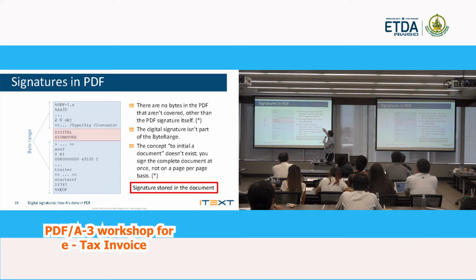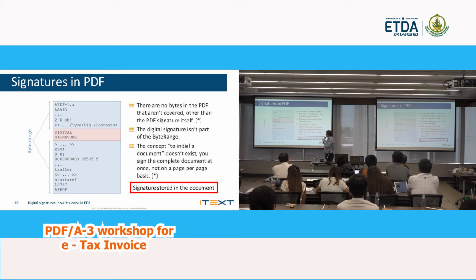Now, the concept to initial a document doesn't exist. You sign the complete document at once, not on a page-per-page basis. This was, for instance, in France a problem, because in France they had a law that said that every page needs to have an initial. You need a small signature on every page. And in PDF, you sign the whole document or you don't sign it. So that's one thing that conceptually isn't possible in PDF, signing every different page.